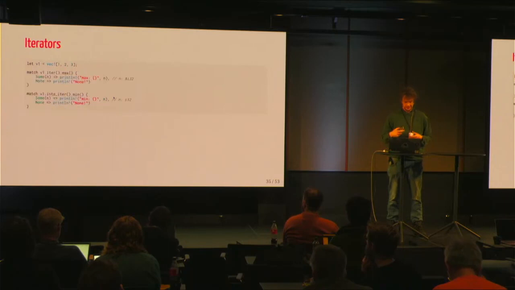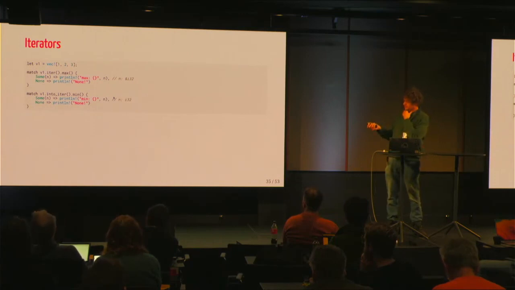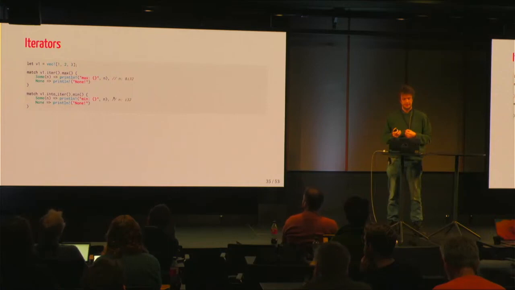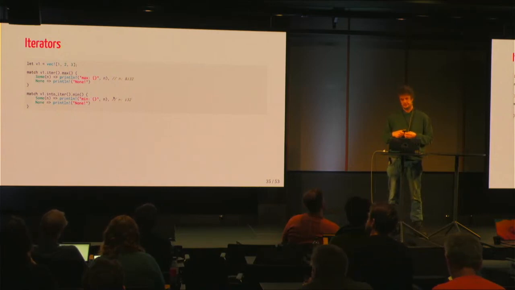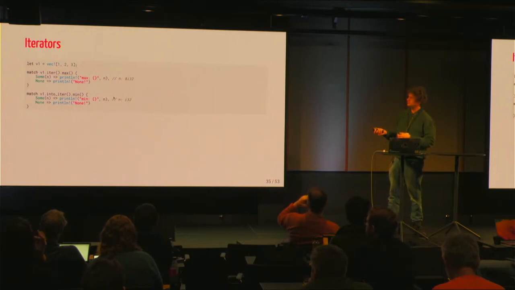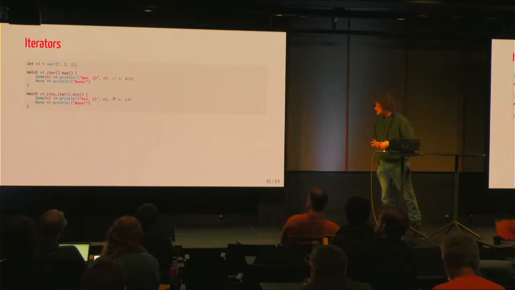How to iterate on a vector? We can use, as we've seen my colleague show you, the match clause. We can use that. And vectors have this iter method, which gives you an iterator. And it also has a max method, which will give you the maximum value.